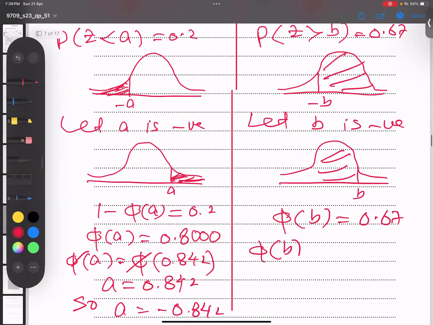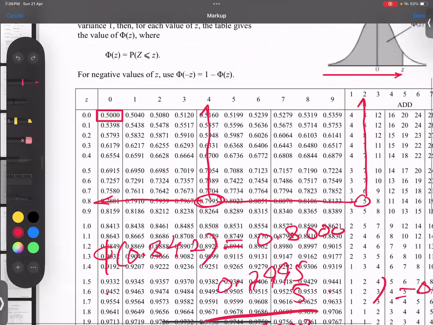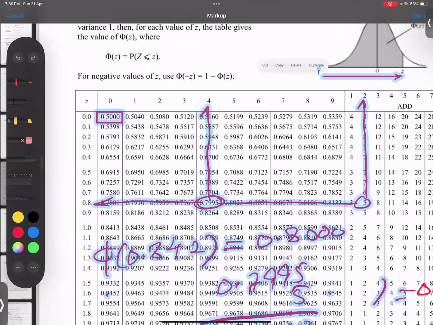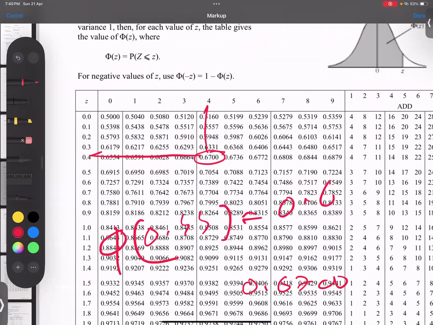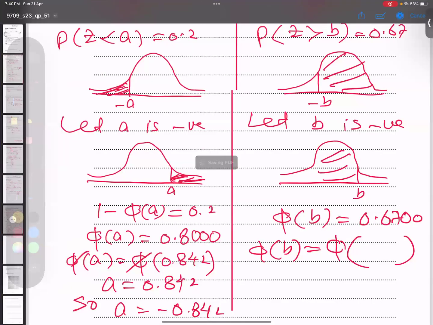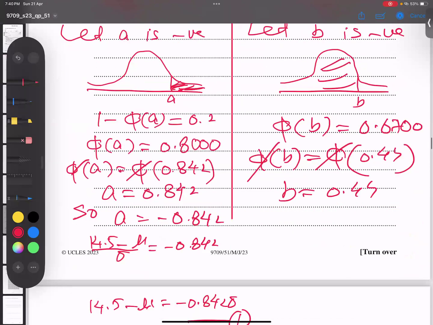And phi of B is equal to phi of what number, which gives you 0.67, or 0.6700. So 0.6700. Oh, yes, luckily we have correctly come. 0.4, 0.4, 0.44. So phi of 0.44 is 0.6700. And I believe you got my point. So 0.44. So I'm getting here 0.44. Phi cancels. And I get B is equal to 0.44.